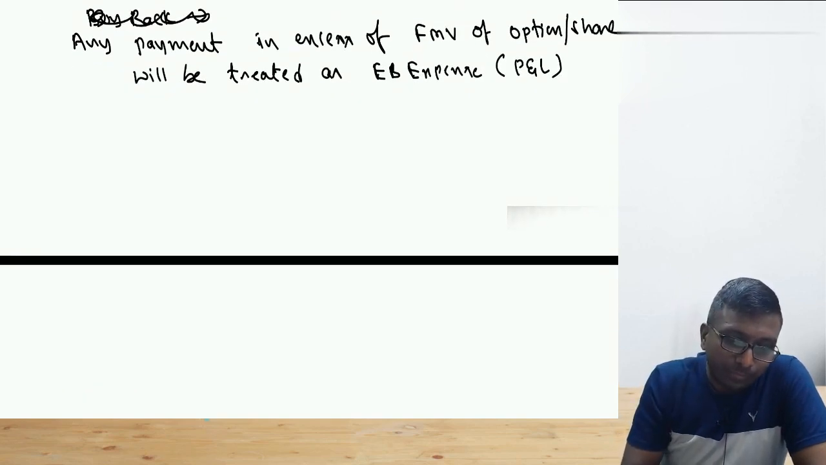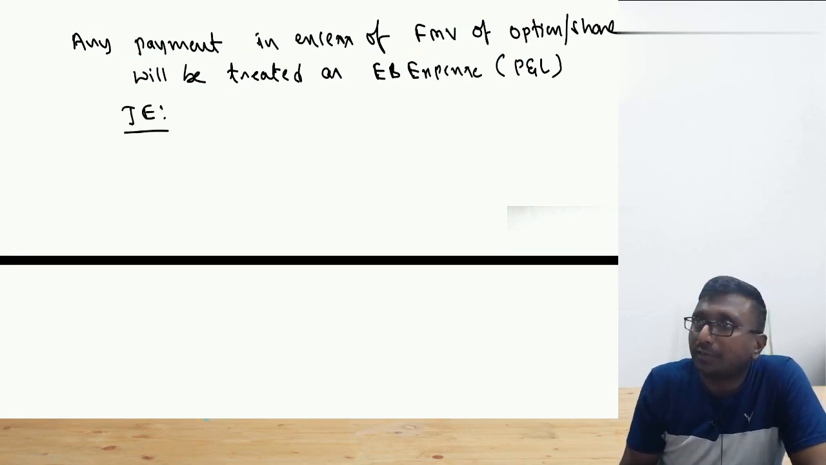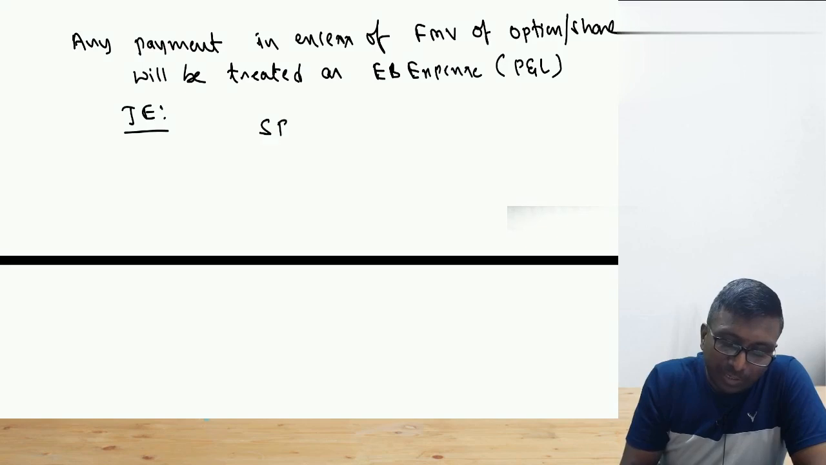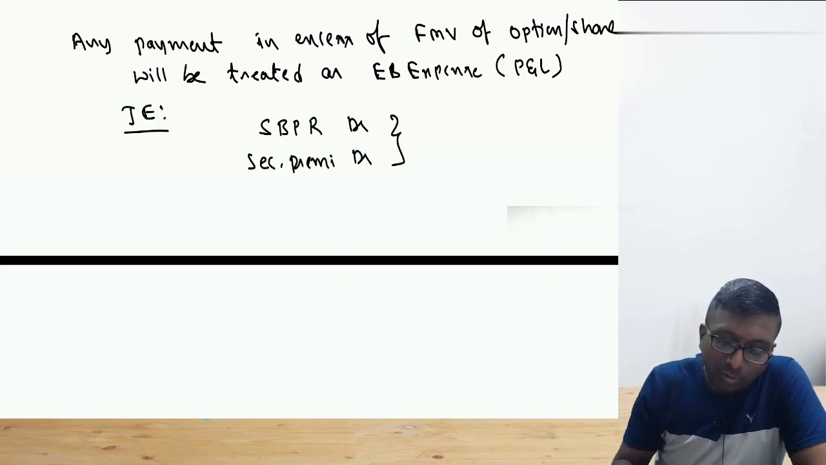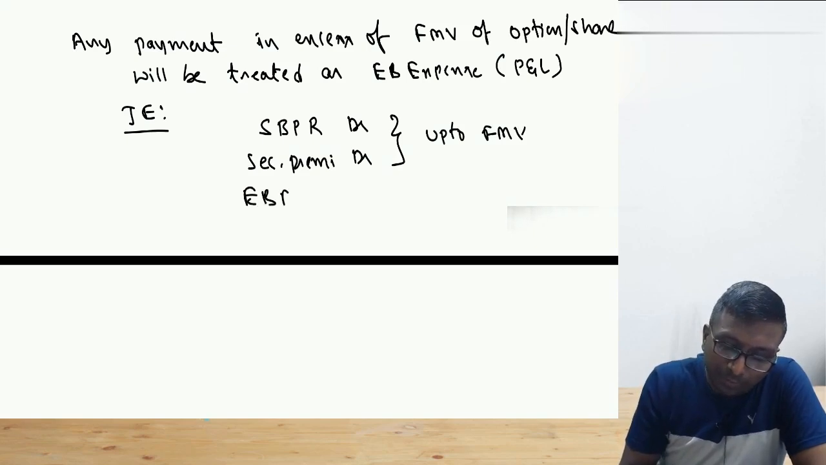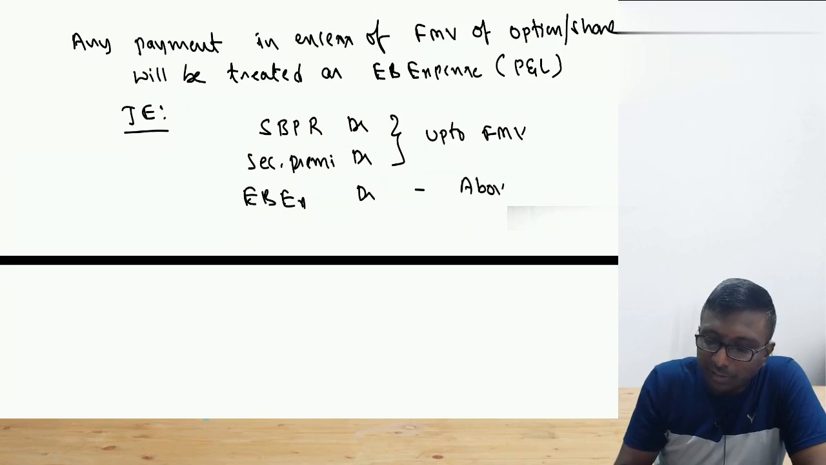Okay. Yep. So now what is the journal entry? Proposed journal entry. SBPR account debit. If required, security premium account debit. Look at the board. This is up to fair market value. Correct? Yeah. Employee benefit expense account debit. This is something above fair market value. Right. To cash.